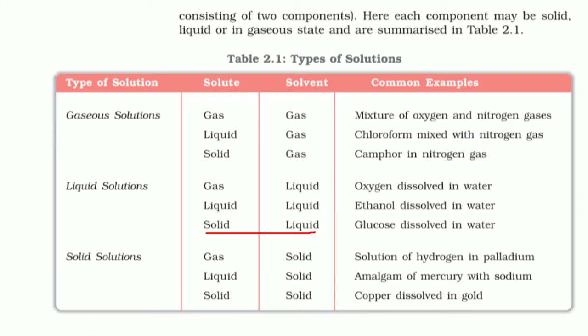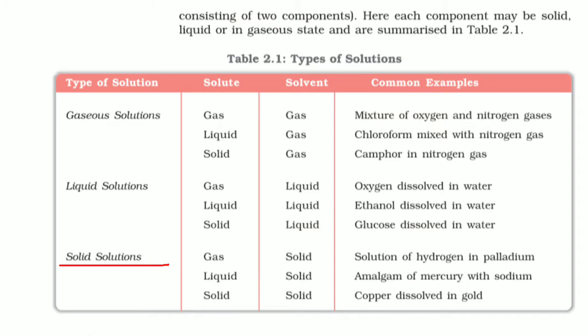There are many examples of solid in liquid in the case of liquid solutions, like sugar dissolved in water, or some salt in water. So there are many examples. And these liquid solutions are very important because in this chapter we are going to focus only on these liquid solutions. And the third category on the basis of the nature of solvent is solid solutions.